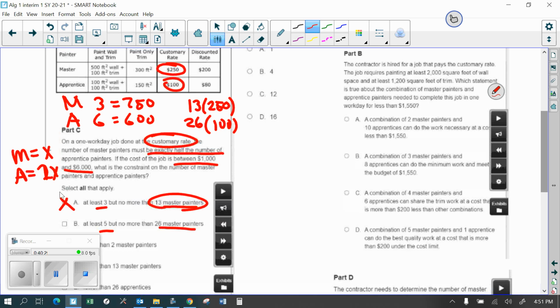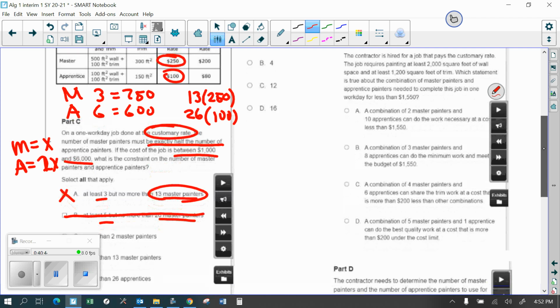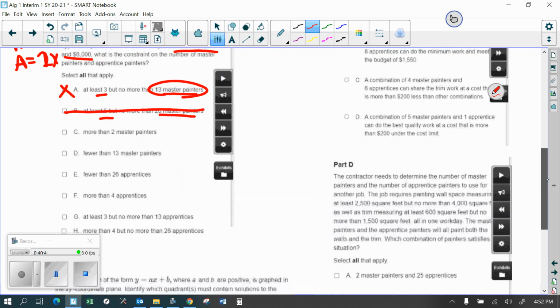At least 5, but no more than 26 master painters. I can't have that at all. I can't go more than 13 master painters. We just saw that. That put it almost at 6,000 right there. So it can't be more than 13 master painters.